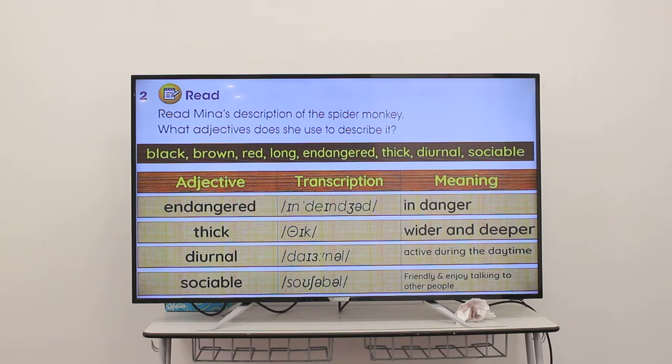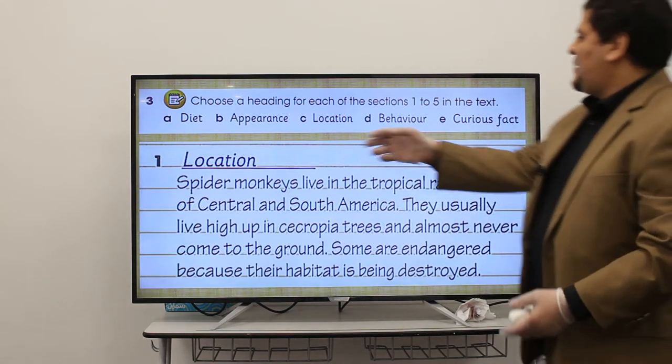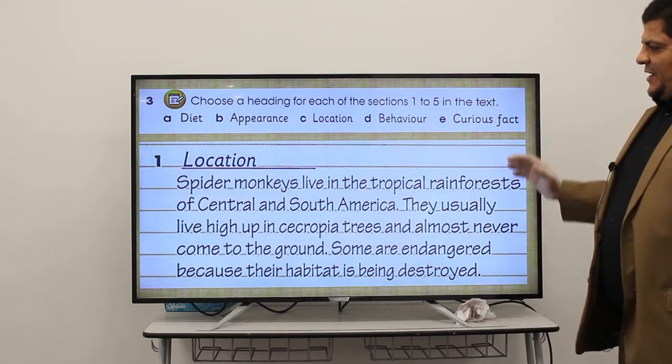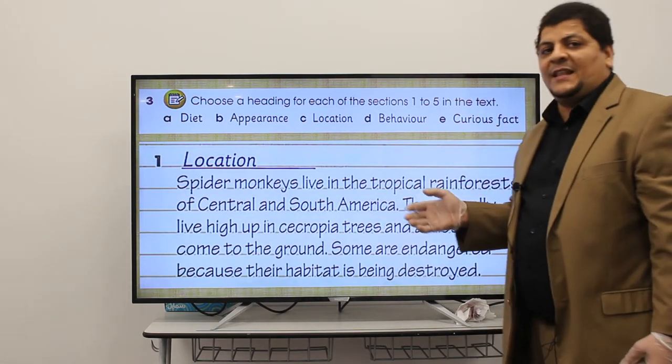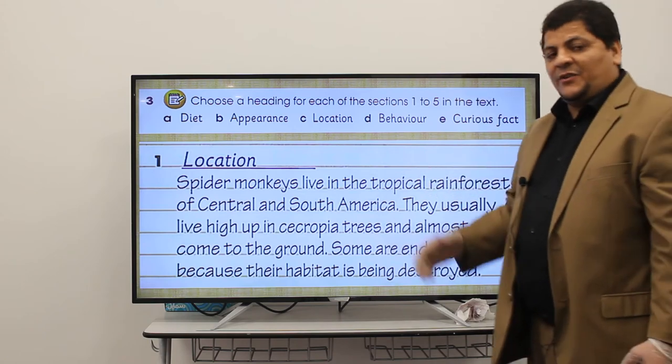Okay, so now we are going to have another text. Choose a heading for each of the sections from 1 to 5 in the text. Here we have diet, appearance, location, behavior, curious fact. You are going to listen to every section. I have divided every section into a different slide, and you are going to choose one of these. This one is done for you, okay?